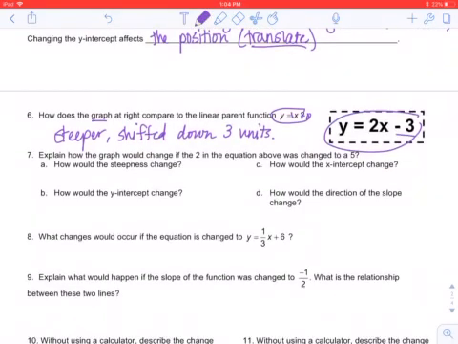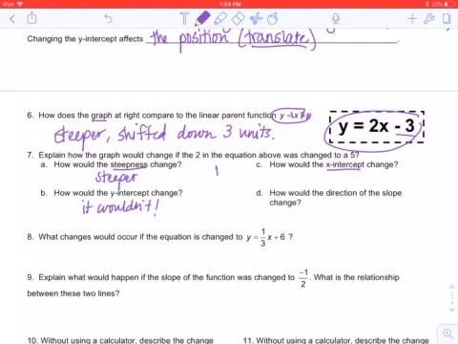Okay? Explain how the graph would change if the 2 in the equation was changed to a 5. So part A says, how would the steepness change? Well, it'd be even steeper. The higher the number, the steeper it's going to get. How would the y-intercept change? Well, it wouldn't, right? If we only changed the 2 to a 5, the 3 is not changing, so it would be okay. How would the x-intercept change?